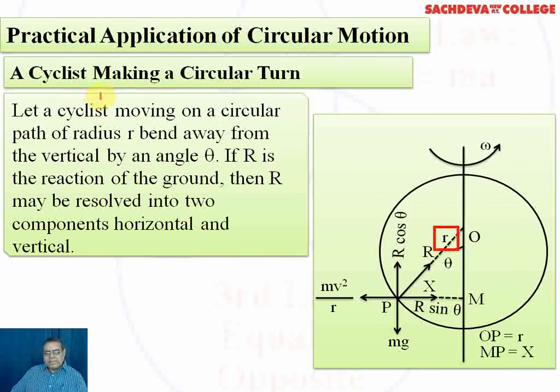Here R is the reaction, which is resolved into two components: R sin theta and R cos theta. R sin theta is balanced by m v square over r, but R cos theta is balanced by mg. So, by using this figure, we will find it like this. Let a cyclist move in a circular path of radius r, bent away from the vertical by an angle theta. If R is the reaction of the ground, then R may be resolved into two components as I have explained earlier: one is the horizontal component and the other is the vertical component.